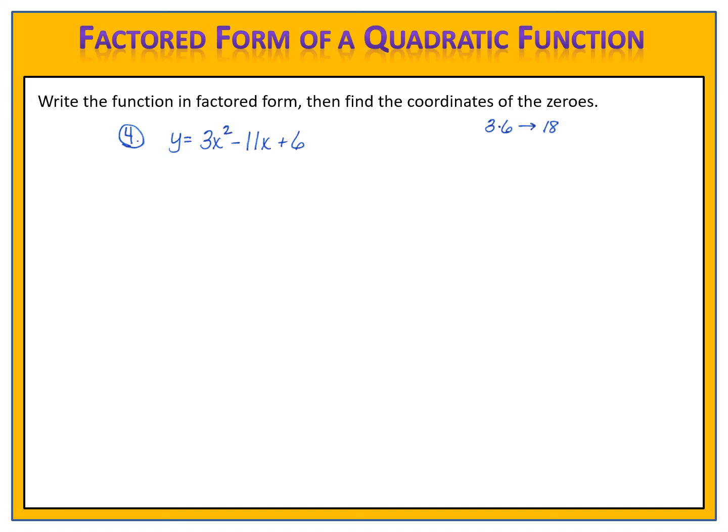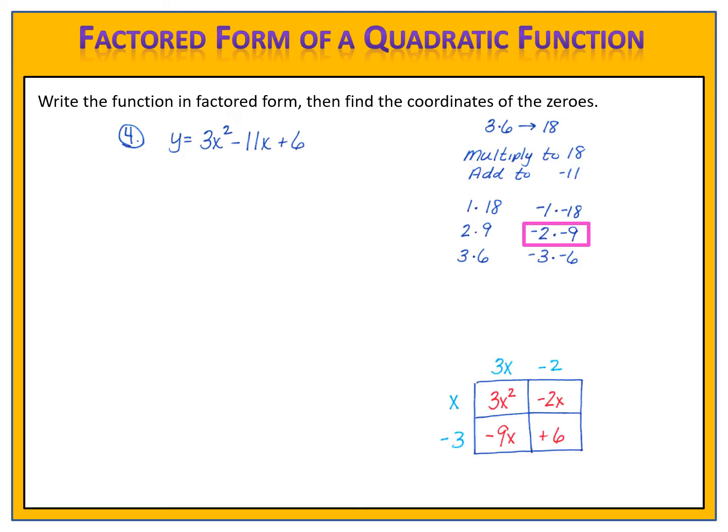Let's compare answers. We're looking for numbers that multiply to 18 and add to negative 11. We list out the numbers that are possible candidates, and we find the pair negative 2 and negative 9 both multiply to 18 and add to negative 11. We then use the grid to do our factoring. We find that the factors are 3x minus 2 and x minus 3. Since the original function was written as y equals, the factored form will be written as y equals. The factored form is y equals 3x minus 2 times x minus 3.